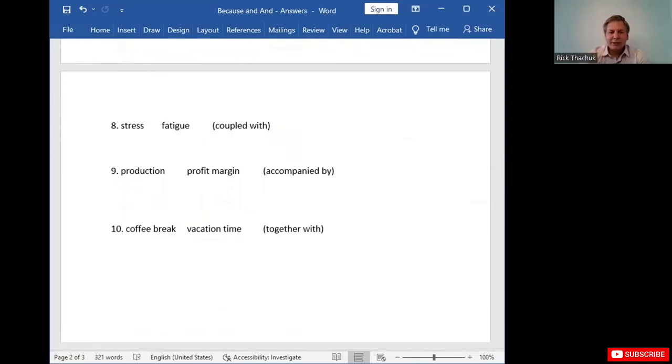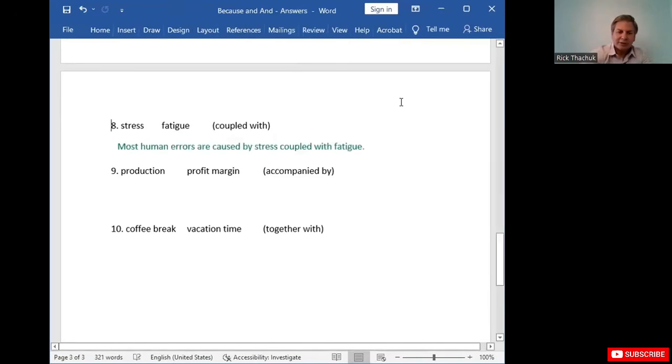Number 8, stress, fatigue, coupled with. How can we make a sentence with that? Well, how about this? Most human errors are caused by stress coupled with fatigue. That's also a very true statement.